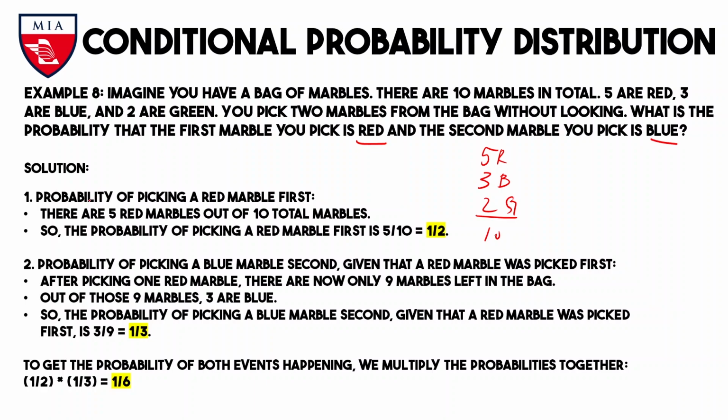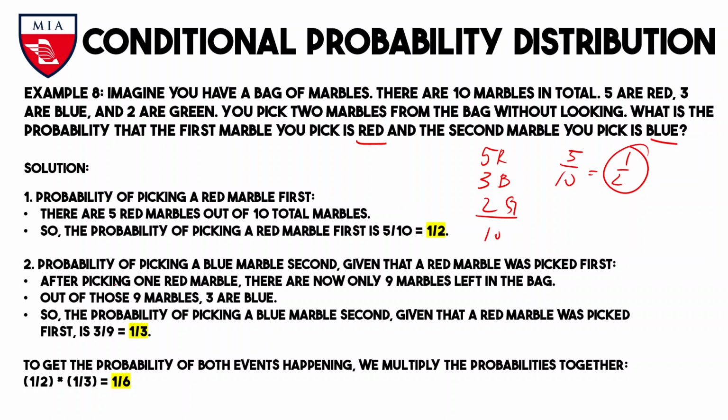So first, we need to get the probability of picking a red marble first. So there are 5 red marbles out of 10 marbles. So the probability of picking a red marble is 5 over 10, or 1 over 2. So we have the answer for the first question. So the second question, the probability of picking a blue marble given that a red marble was picked first.